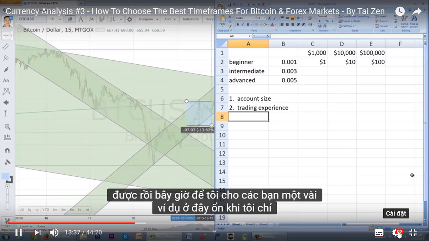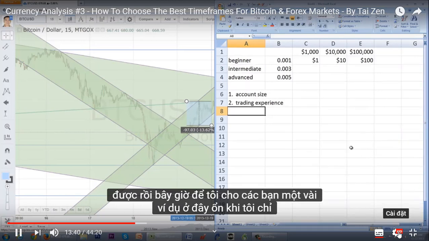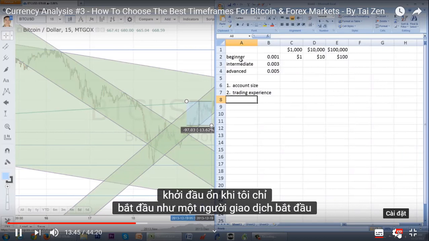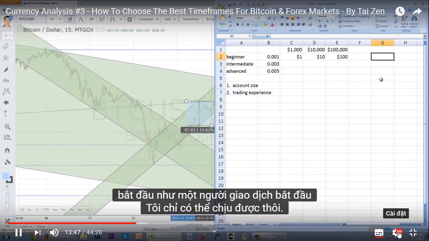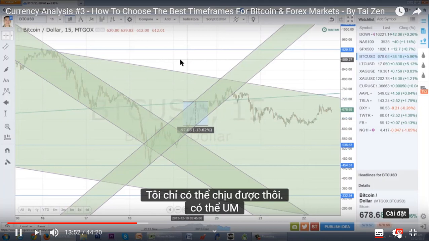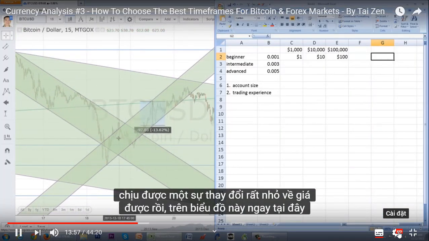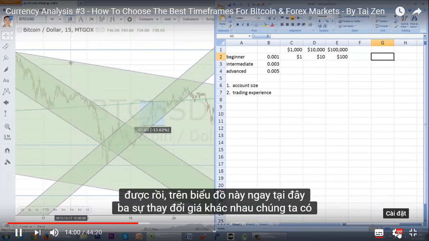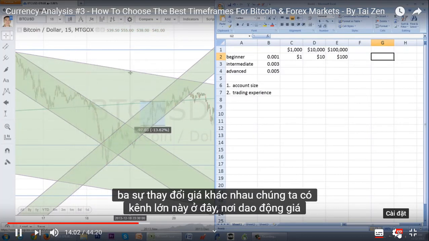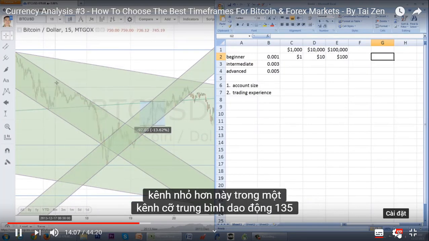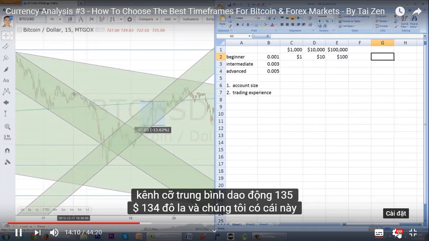When I was just starting out as a beginning trader, I was only able to withstand a very small swing in price. So on this chart right here, we have 3 different price swings. We have this big channel here where price swings $500, then this medium-sized channel that swings $135, $134, and then we have this one that swings $100.